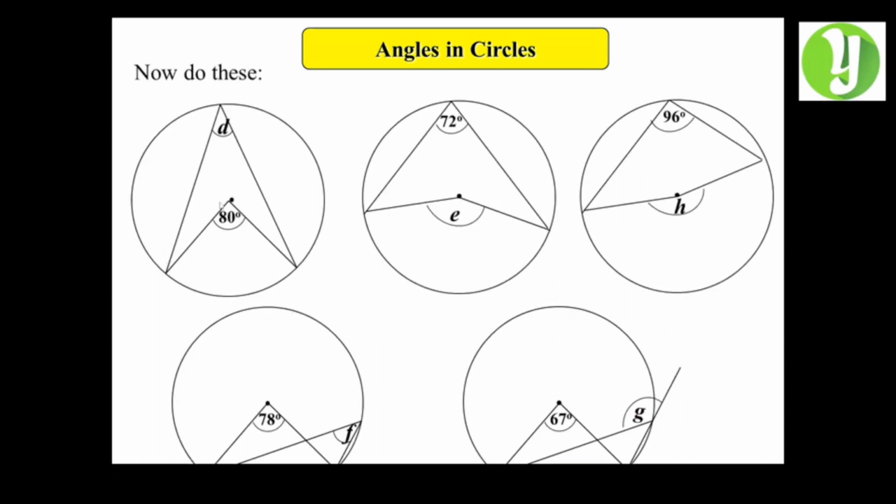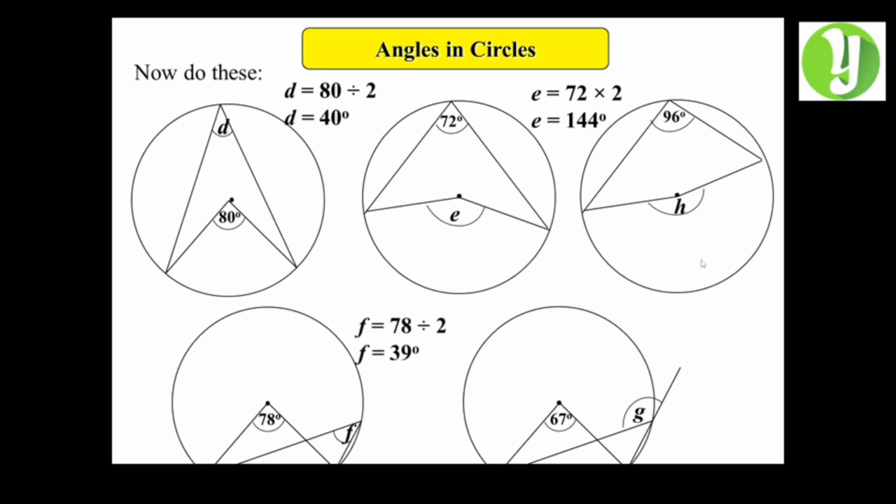Now see a few examples. If the central angle is 80, we have to find the circumference angle, and we know the central angle is twice the circumference angle. So we divide by 2 for the value of d. So 80 divided by 2 is 40 degrees. Now in the second part, we have to find the angle of E. 72 is a circumference angle, and if I multiply by 2, it's 144, because the central angle is twice the circumference angle.